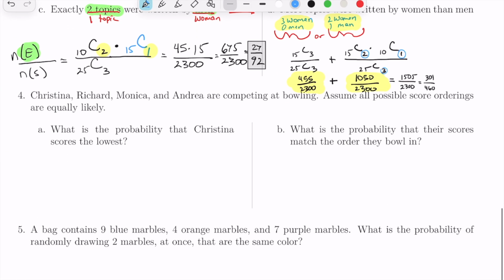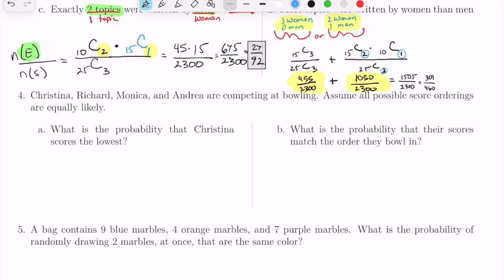Next, Christina, Richard, Monica, and Andrea are competing at bowling. Assume that all possible score orderings are equally likely. That just means that they're all pretty much the same skill at bowling. It's not like one of them's a professional bowler and is much, much more likely to always come in first place. We're just saying, they're all pretty well the same probability of winning. What's the probability that Christina scores the lowest?